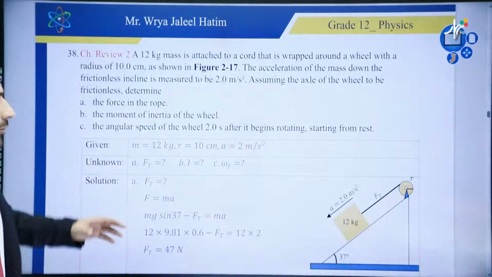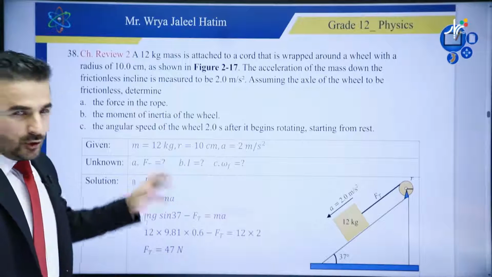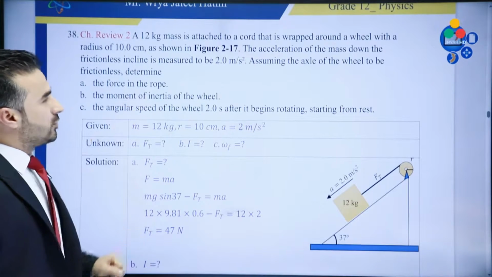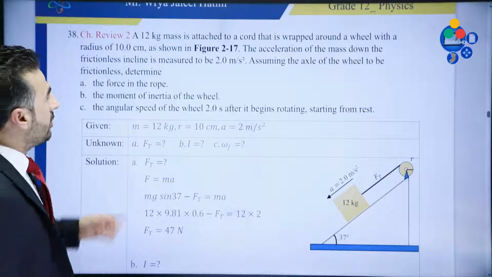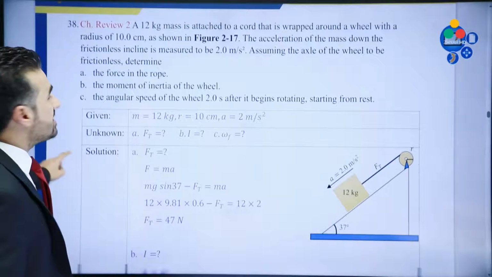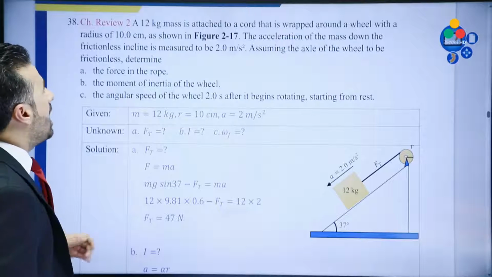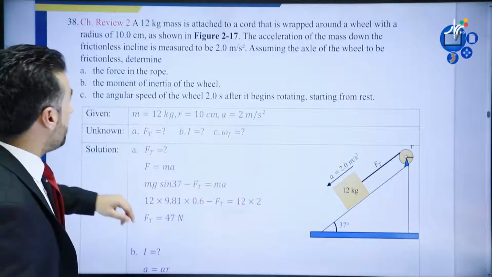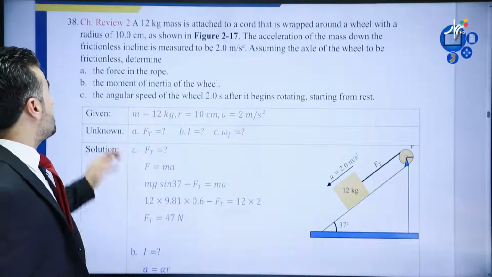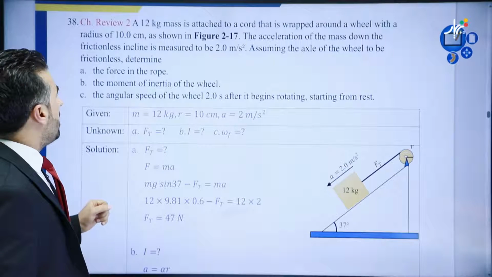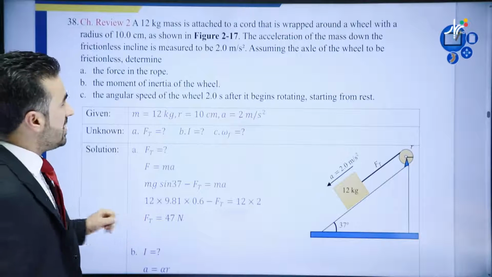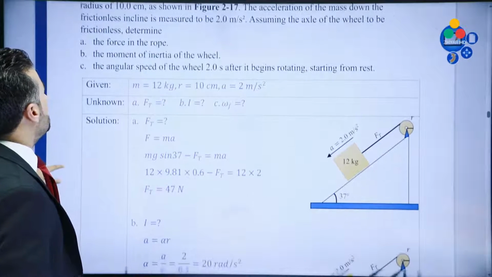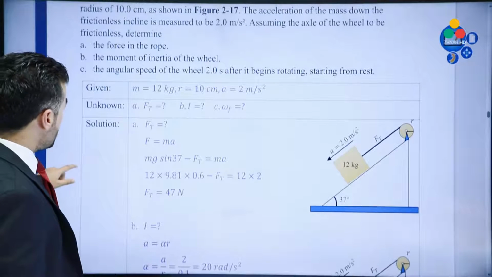Okay, so today we're going to solve this question. Take a look carefully. It says we have a 12 kilogram mass that is attached to a cord which is wrapped around a wheel with a radius of 10 centimeters. Don't forget. As shown in figure 2.17, which you see over there, the acceleration of the mass down the frictionless incline is measured to be 2 meters per second squared. Assuming the axle of the wheel to be frictionless, determine the force in the rope.